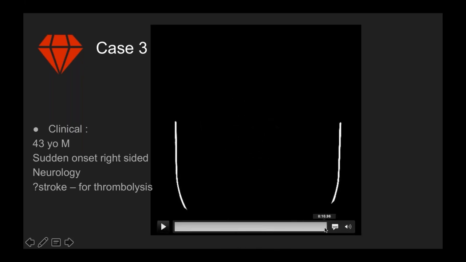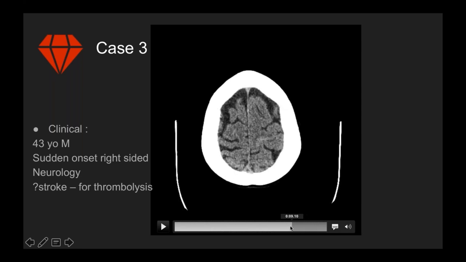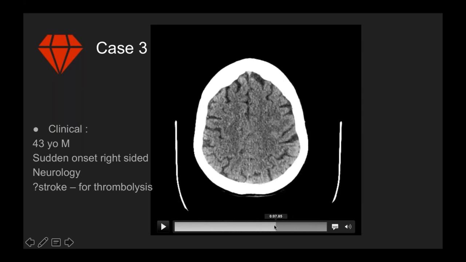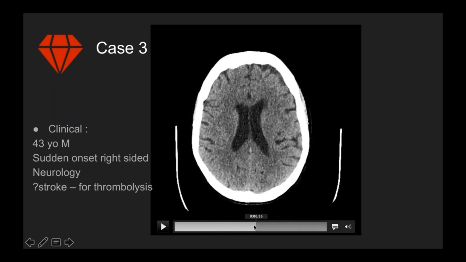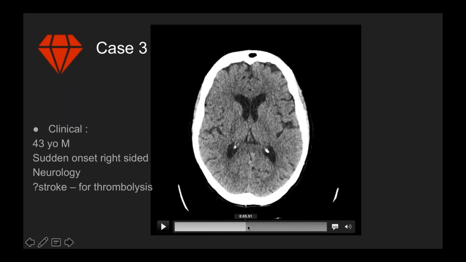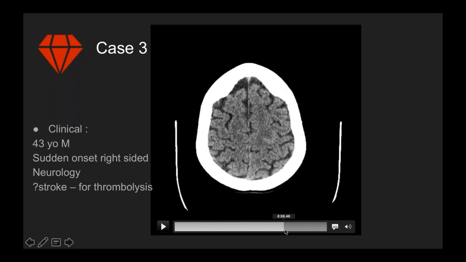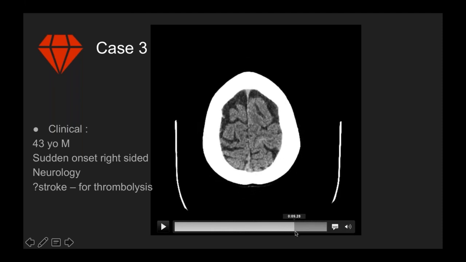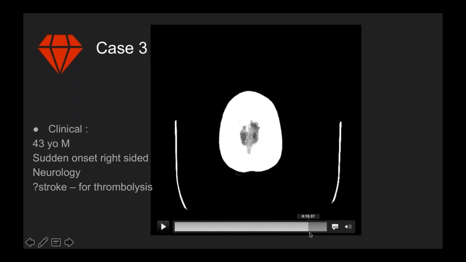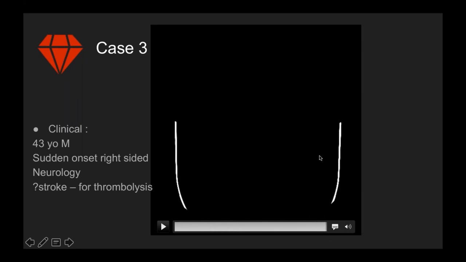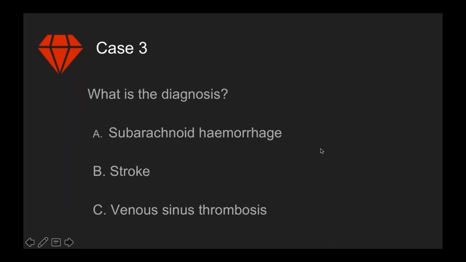So I'll warn you, this is a slightly more tricky CT, so I want you to really carefully have a look. I'm just going to direct you to where the pathology is, just to make it a little bit easier. Okie dokie. So hopefully you've all had a look at that, and we've got the same options for the questions. So if we go to the poll again.